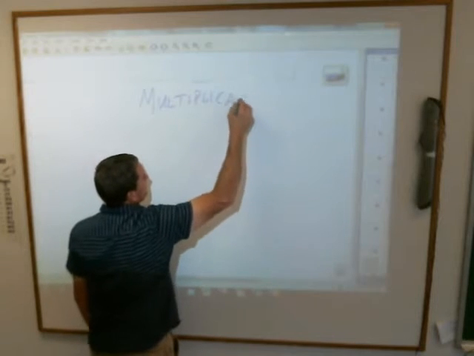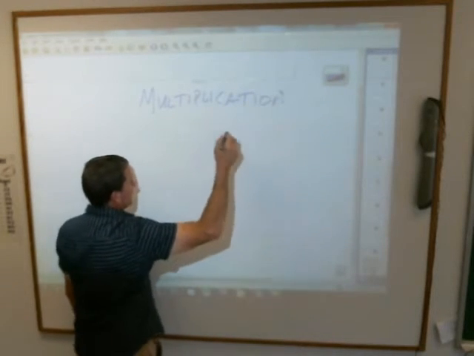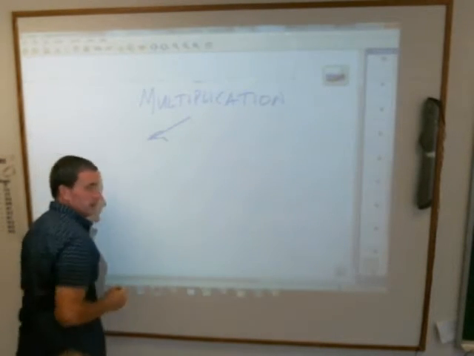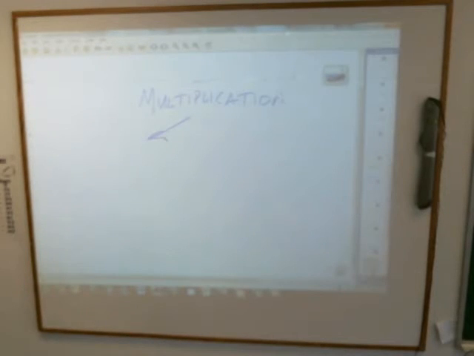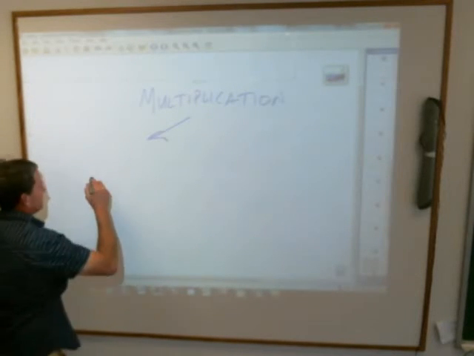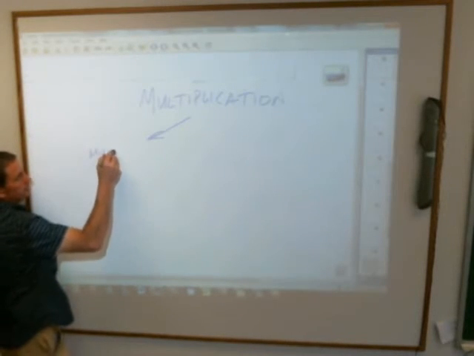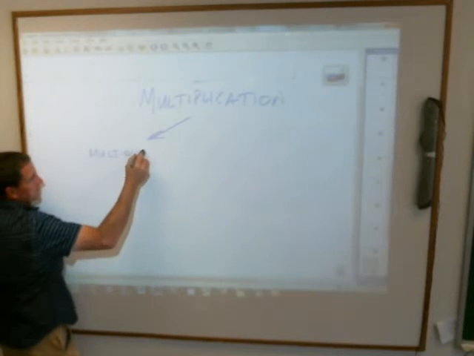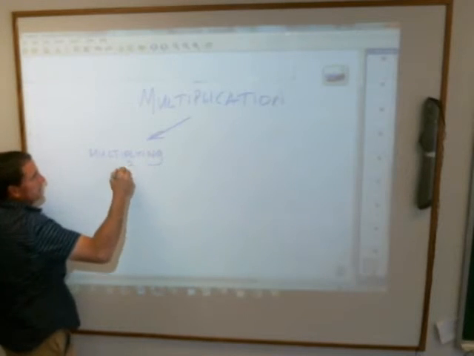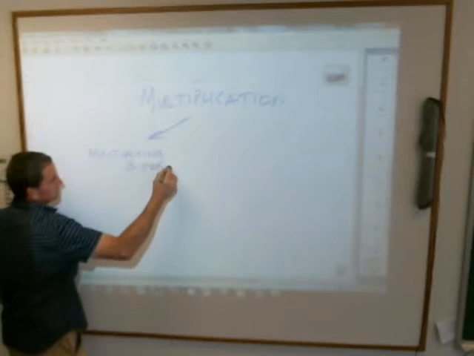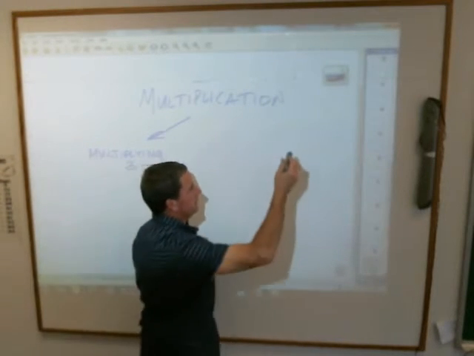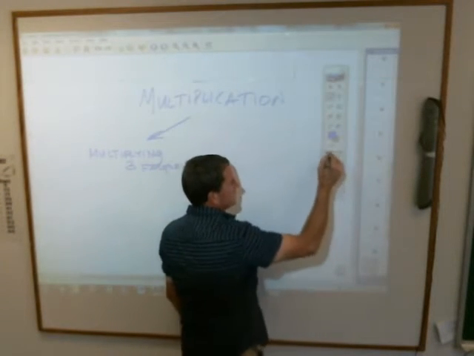Multiplication. Two things with multiplication. The first one is multiplying with more than one factor, or actually three factors. Multiplying three factors. Let me give you the example and then we'll briefly discuss this here.